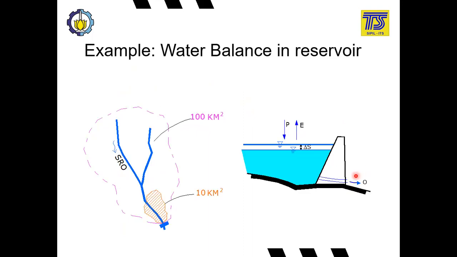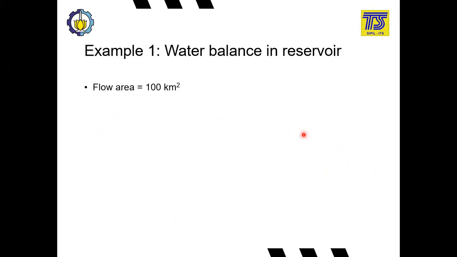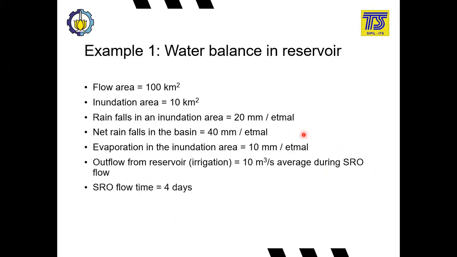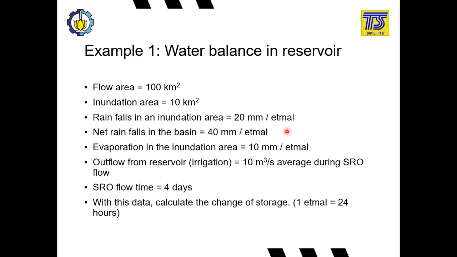This outflow is important because sometimes if the rainfall is too big and the evaporation is not that great, the reservoir can be too full to contain this water from the precipitation. That's why the outflow, the outlet here, is needed, so that the reservoir is not flooded because of the great amount of precipitation. So in this example, there are data for calculating the change of storage.